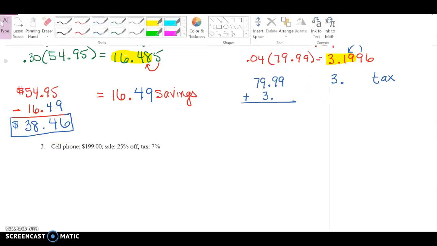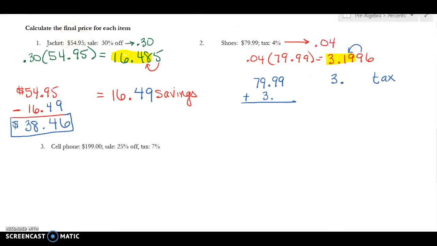Over here on the right, the first thing you should have done was change your percent to a decimal, so that's 4%. And then you do 4% times $79.99. Well, again, I have an issue here because I got to figure out if that's $3.19 or $3.20. And this one also rounds up, so it's $3.20 tax. And remember, tax is an increase, so I'm going to add it. So I'm going to do $79.99 plus $3.20, and that gives me $83.19. And that's how much the shoes cost after tax.